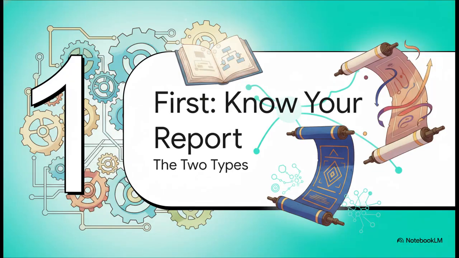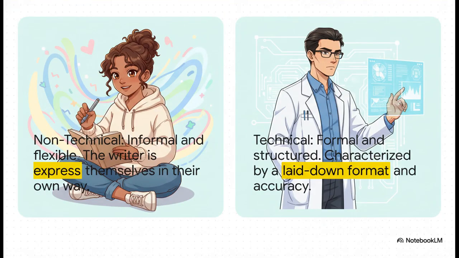Okay, before you write a single word, you have to stop and ask yourself, what kind of report am I actually making here? Getting this right is step 1, and it's so important because it shapes everything that comes after, from your tone to the entire format. Generally speaking, reports really come in 2 main flavors. You've got your non-technical reports, which are way more informal and flexible. Think of something like an eyewitness account. But for our blueprint, we are zeroing in on technical reports. These are the formal, structured documents you see all the time in business and in school, where things like accuracy and a super clear format are absolutely critical.